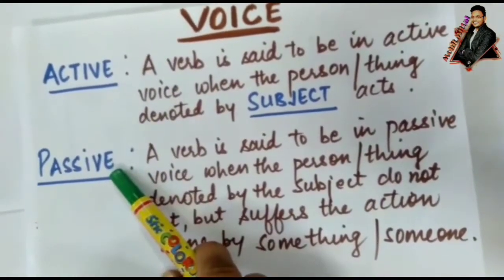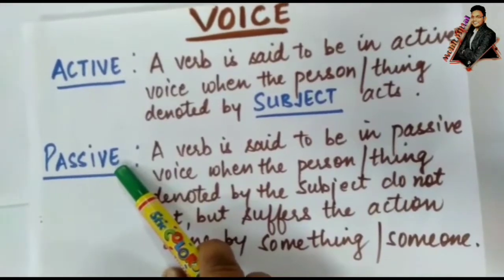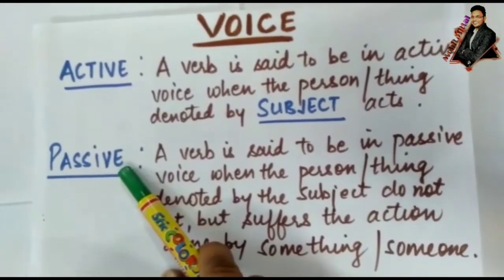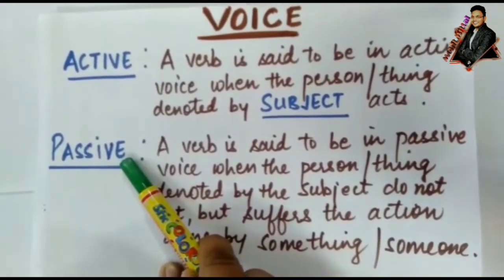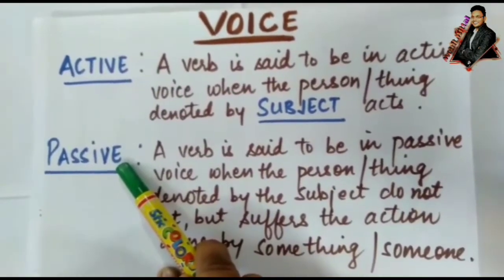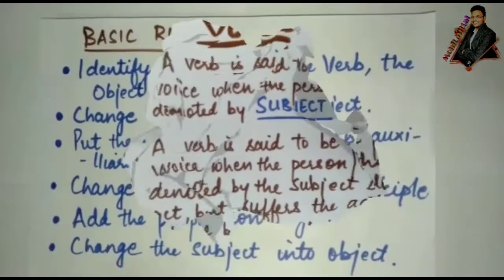For example, Aisha won the match. The match was won by Aisha. In the first sentence, the subject of the verb acts, so it is active, and in the second sentence, the subject of the verb is acted upon, so the verb is said to be in passive voice.